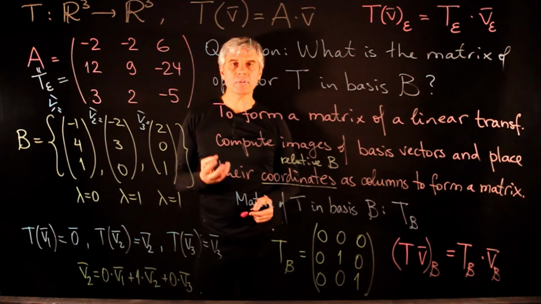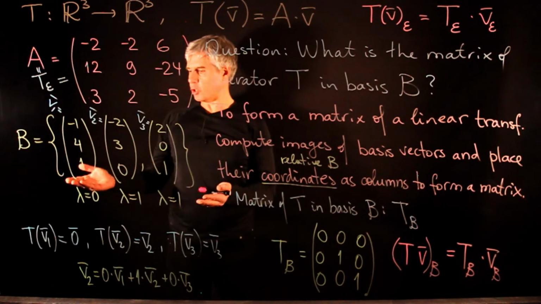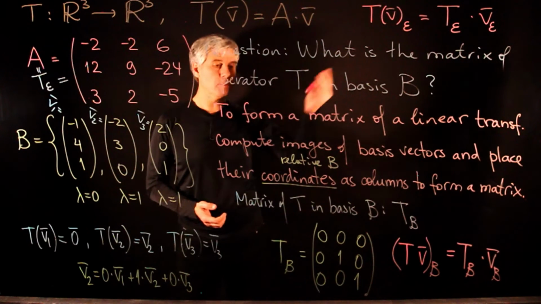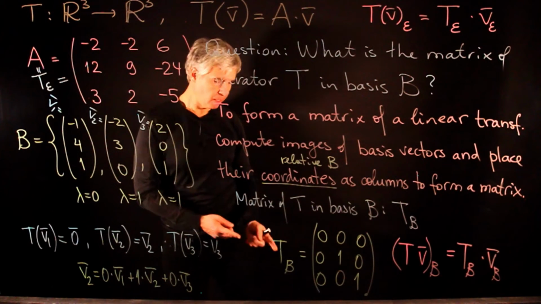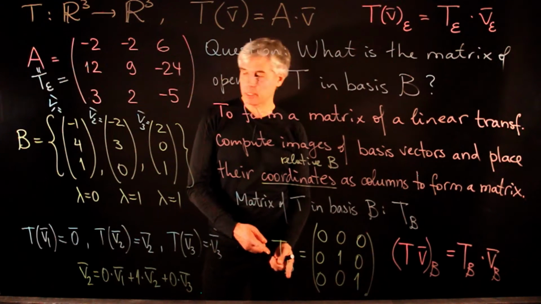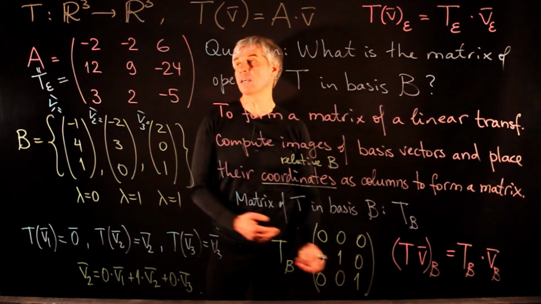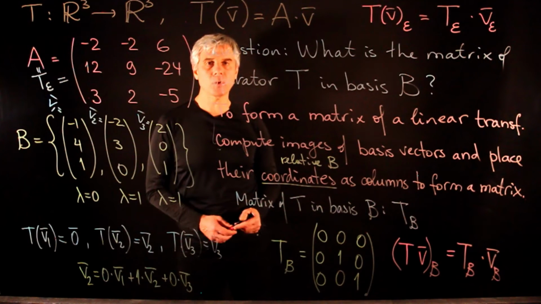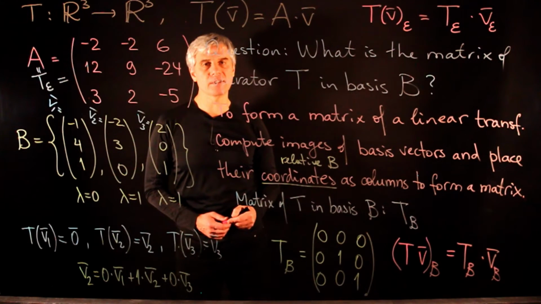So here we see a trade-off. Now we have chosen a new basis, which is more complicated than the standard basis. But the gain is that the matrix of our operator in this new basis is much simpler than the original matrix. And this is something that we're going to exploit to our advantage.